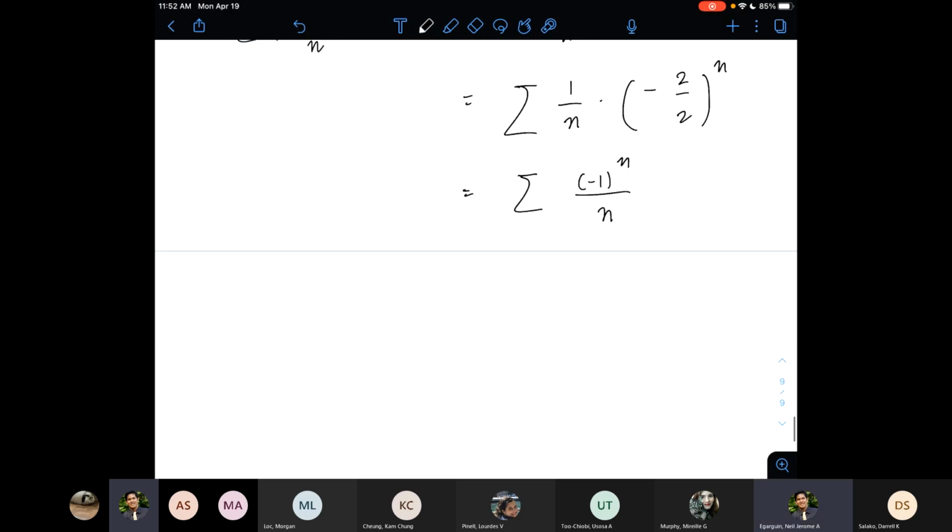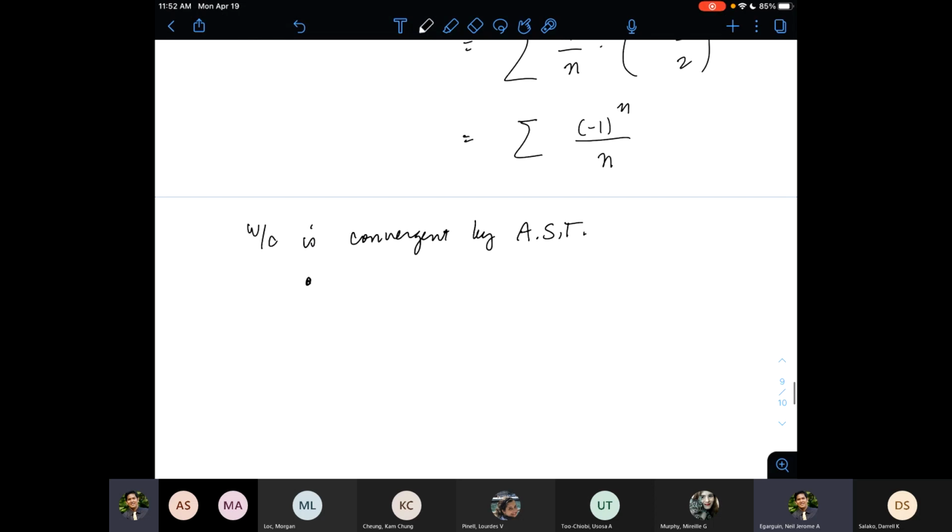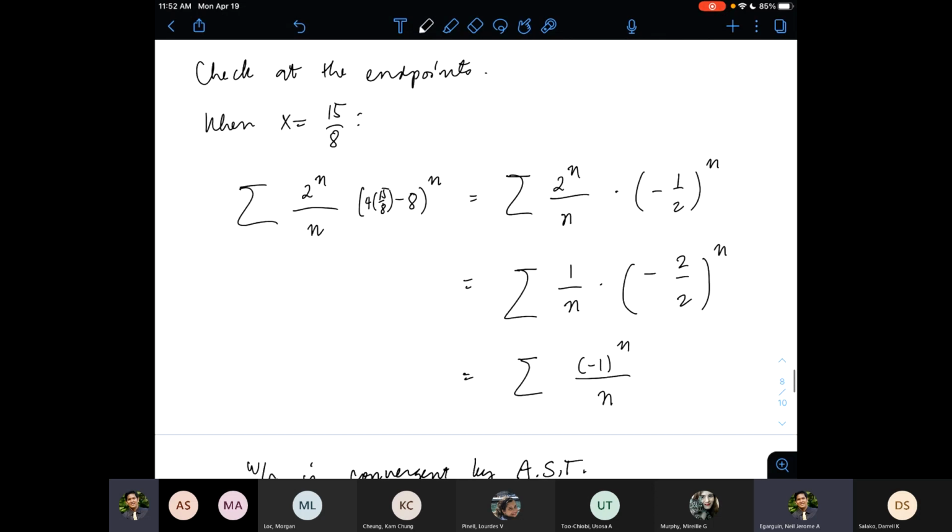Okay, but what can we say about this series? This is convergent. Actually, it will be convergent by the alternating series test. Why? Because a_n is 1 over n, which is decreasing, and the limit of a_n as n approaches infinity is equal to 0. So it is convergent by the AST. So at the left endpoint, 15 over 8, the series will be convergent, right? So be sure to include it in the interval of convergence.